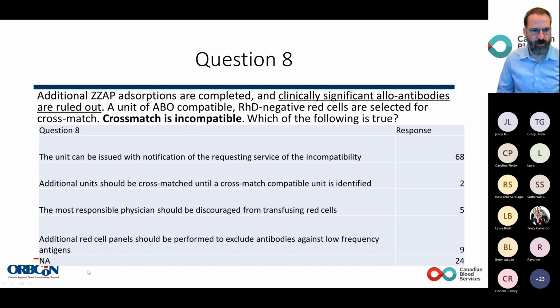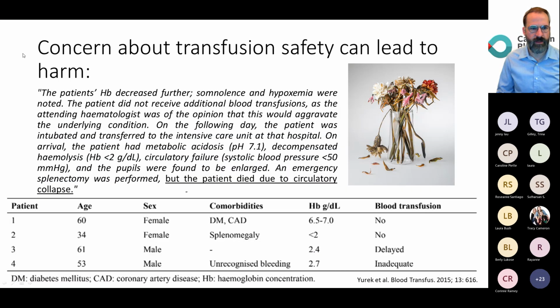In terms of responses here, I think most people were on the right track with this one, with almost everybody picking the unit can be issued with notification of the requesting service of the incompatibility. Principles behind this one, really just wanted to emphasize that concern about transfusion safety in patients with autoimmune hemolytic anemia can actually lead to harm.